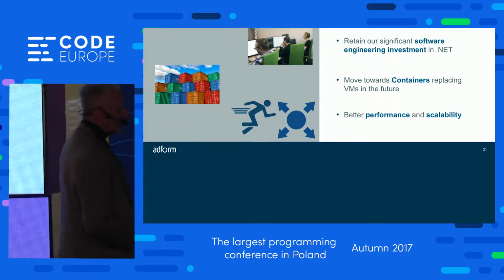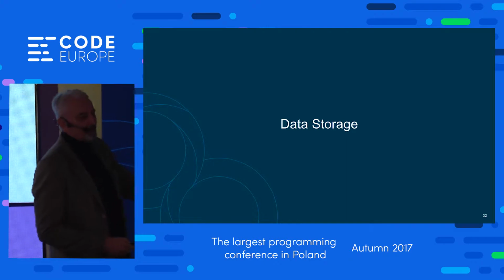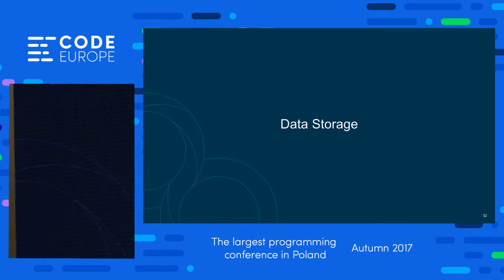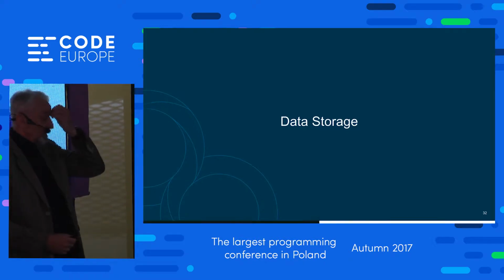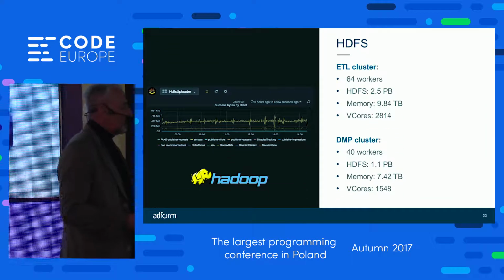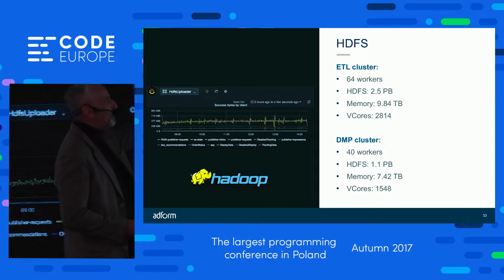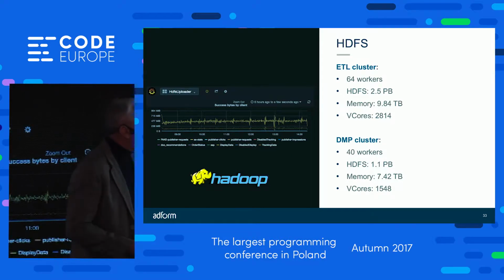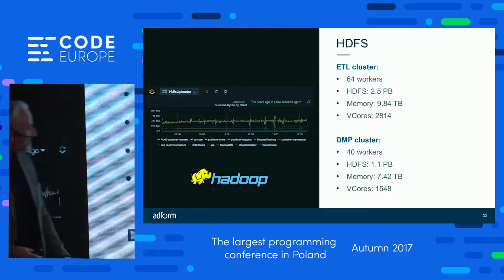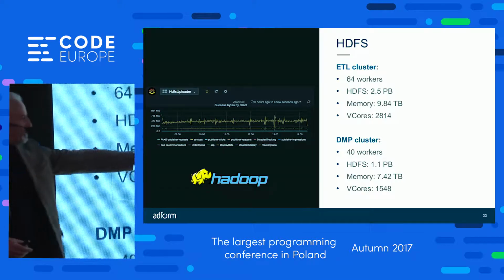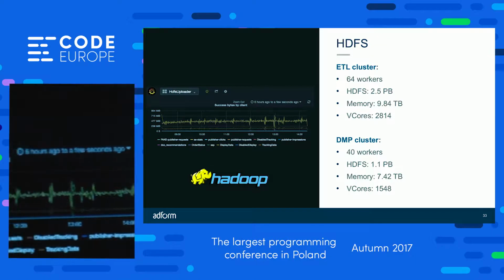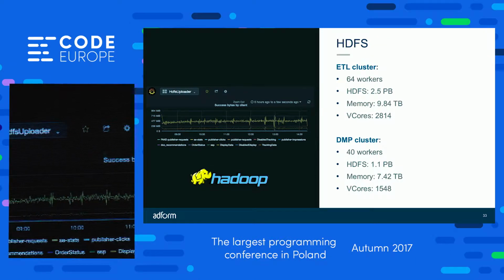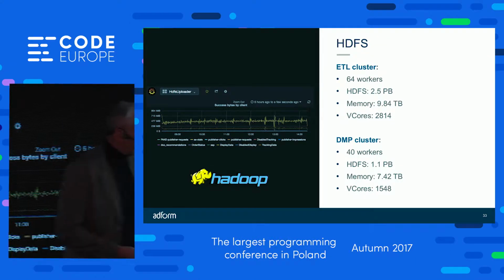Okay, so that's really cool. I've talked about real-time bidding, and I've talked about our DMP, and I've talked about .NET Core. Let's talk about data storage. So we have lots of data. So the first thing we do is we have a big HDFS cluster. So 2.5 petabytes, lots and lots of memory, nearly 10 terabytes of memory, and lots of cores, 2,800 cores to run on.